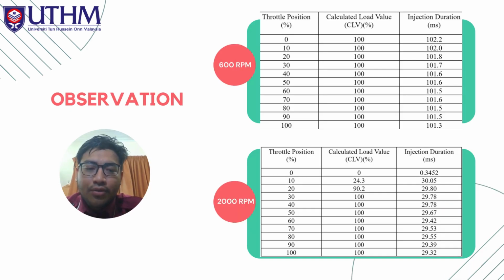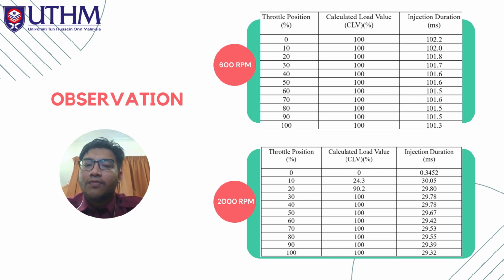Assalamualaikum warahmatullahi wabarakatuh. My name is Muhammad Isham Muhammad Azharan. My matric number is CN210113. Today I would like to talk about the observation for our group project. If you can see, we have two data. The first one is at 600 rpm and the second one is at 2000 rpm.